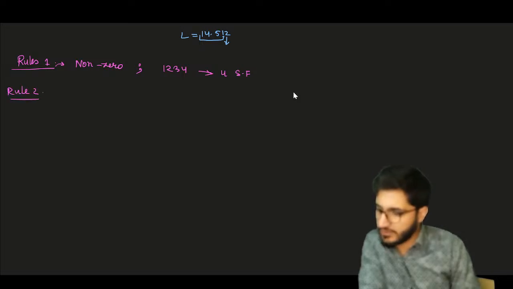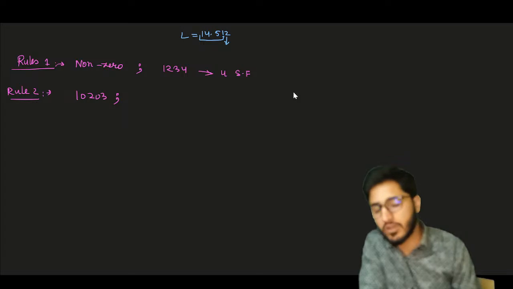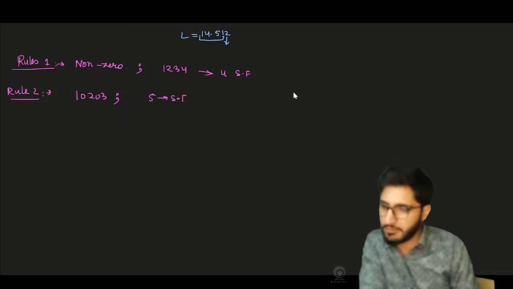Rule number two: if we have 1, 0, 2, 0, 3, that means if the zero is between non-zero digits, those are also significant figures. So 1, 2, 3, 4, 5, we have five significant figures in this particular measurement.